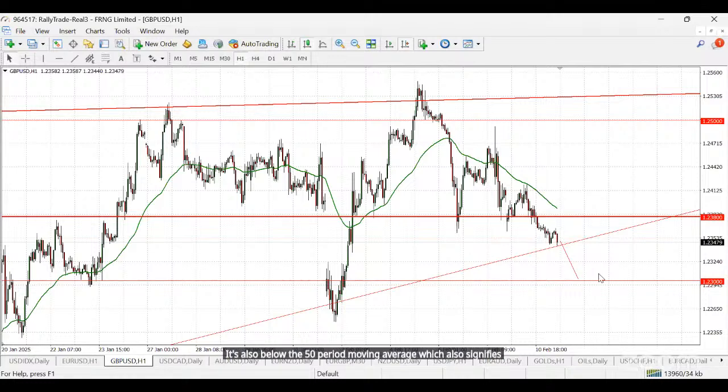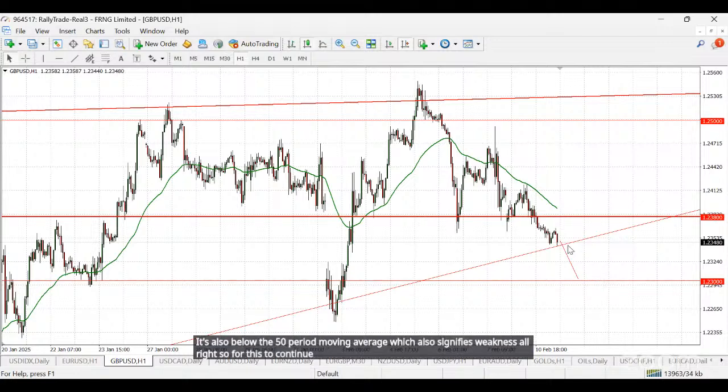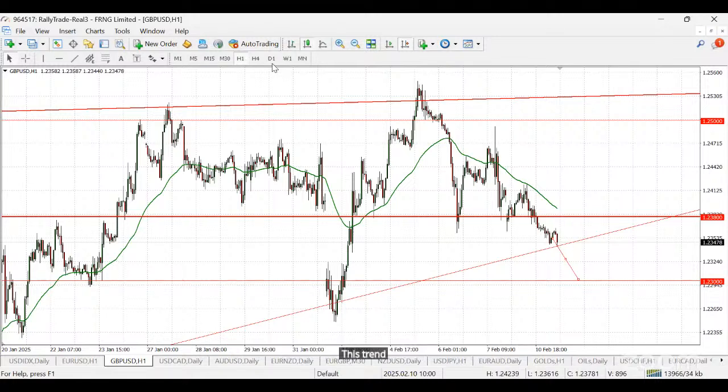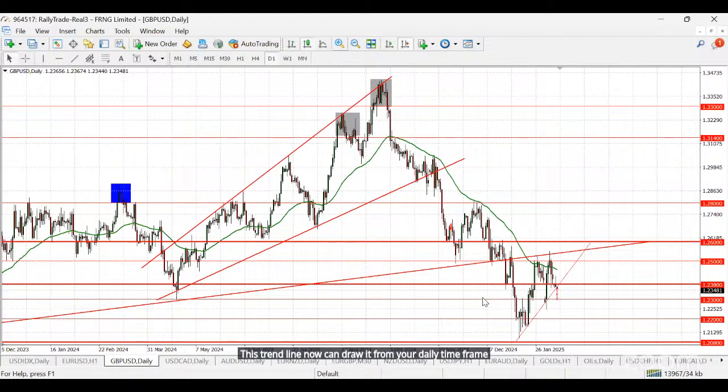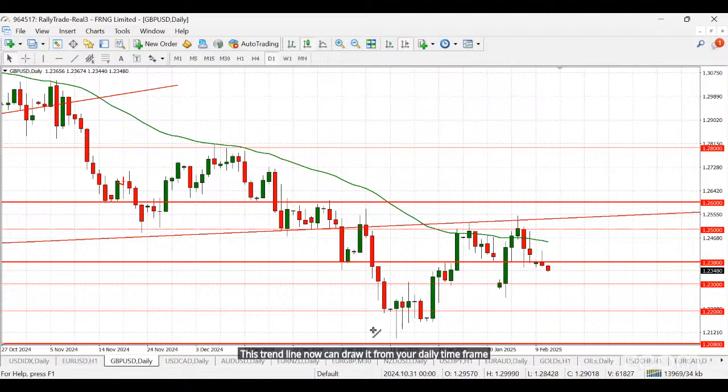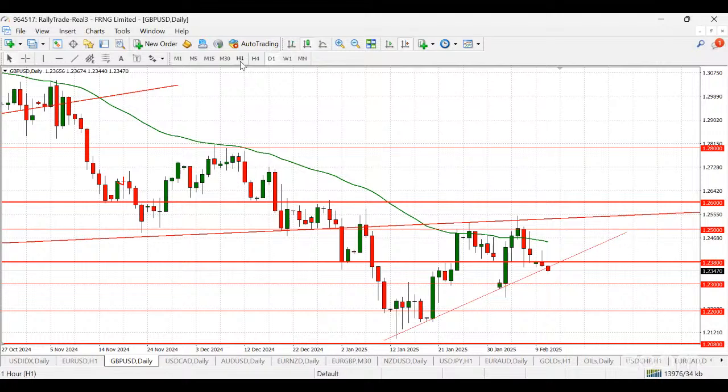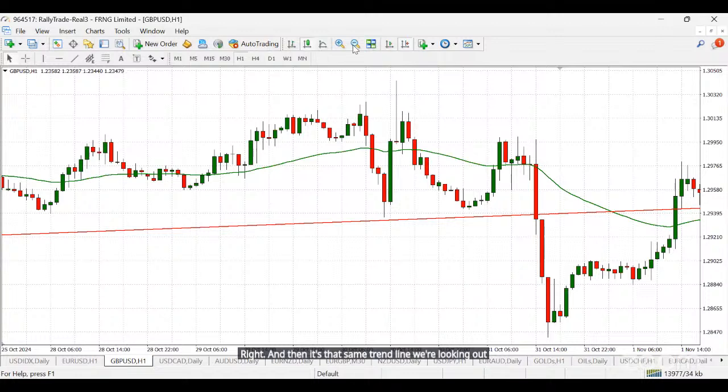For the bearish move to continue, we need to see price take out this trend line. You can draw it from your daily time frame, from this most recent low, and then extend it all the way. It's that same trend line we're looking at on the 1 hour time frame.